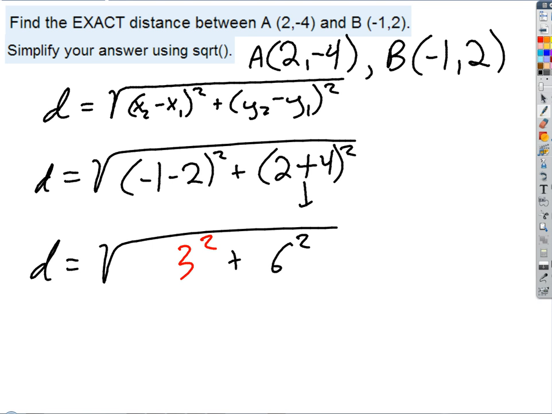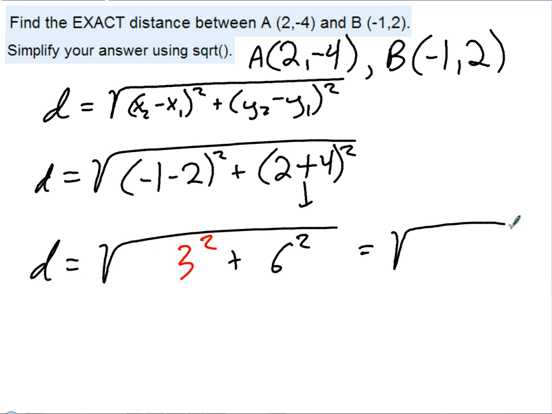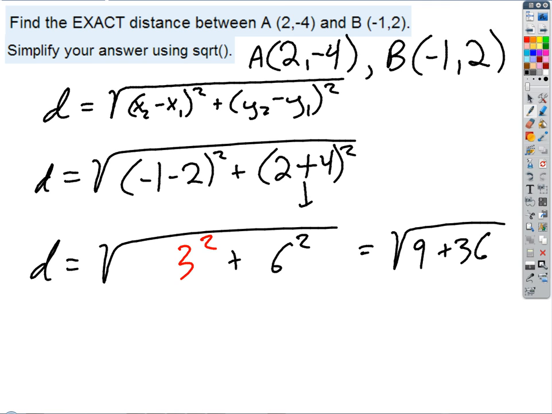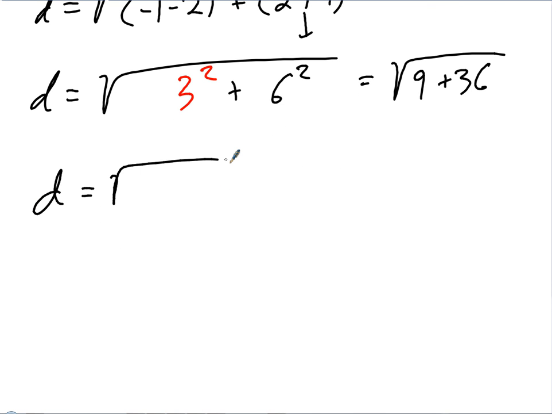And then we're just going to turn that into a number. What's 3 squared? 9. 6 squared? 36. What's 9 plus 36? 45. Okay, so our answer then, the distance, is just equal to the square root of 45.